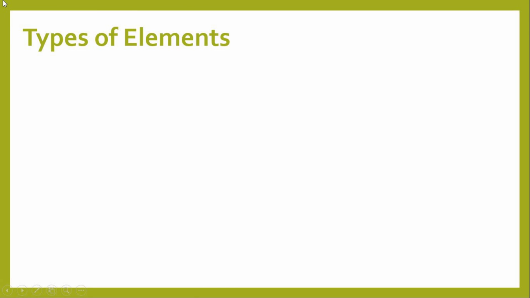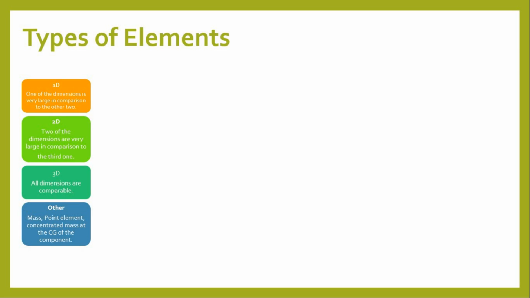Now once your interpolation is done, then as we saw there are element types. So what are the different elements available in commercial software? We will discuss that in this slide. There are 3 major element types: 1D, 2D, 3D and other. In 1D, one of the dimensions is very large in comparison to the other two. In 2D, two of the dimensions are very large in comparison to the third one. And in 3D, all dimensions are comparable.